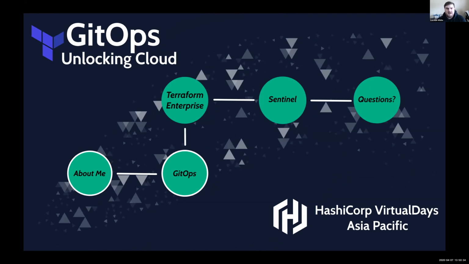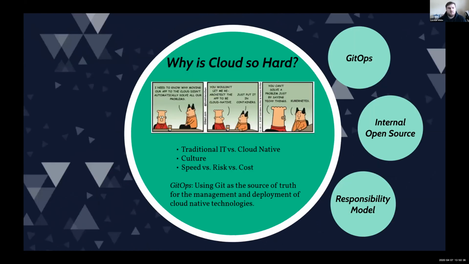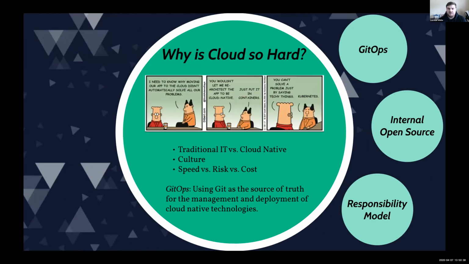So why is cloud so hard? A question that comes up a lot, and I think that this Dilbert comment sums it up really well, is that people tend to focus a lot on the technology aspect. So this interaction between an architect and an executive talks about, why didn't cloud solve all of our problems straight away? And really, the executive response is another technology option. Just put it in containers, and then when that doesn't work, Kubernetes. It hurts how close to home that hits.